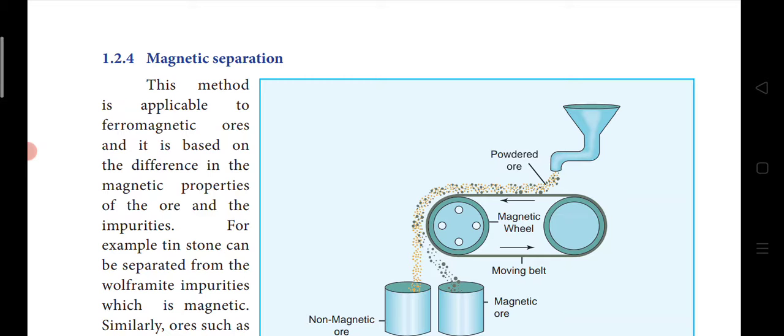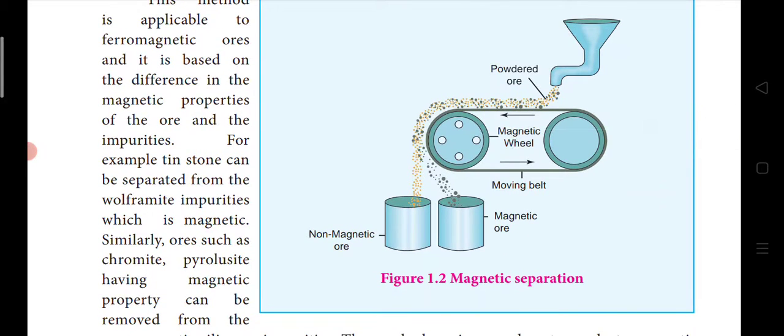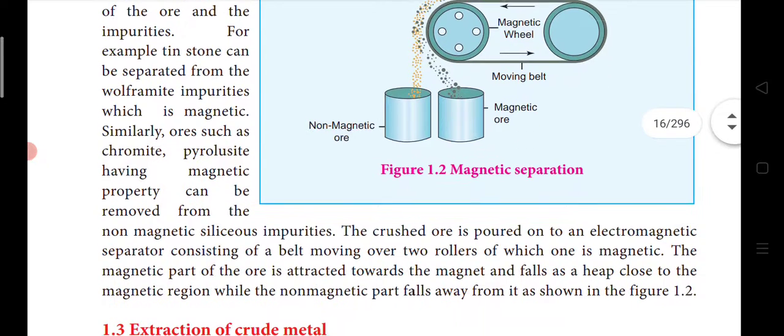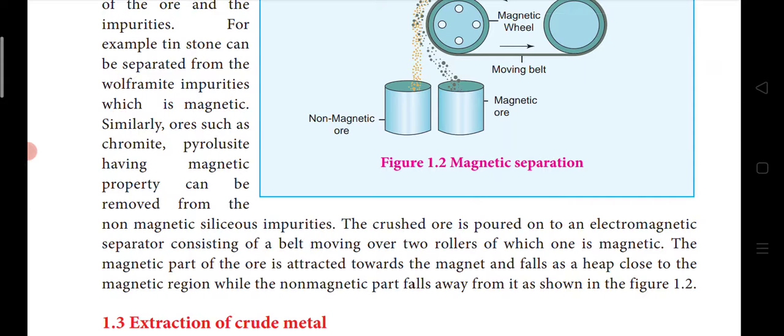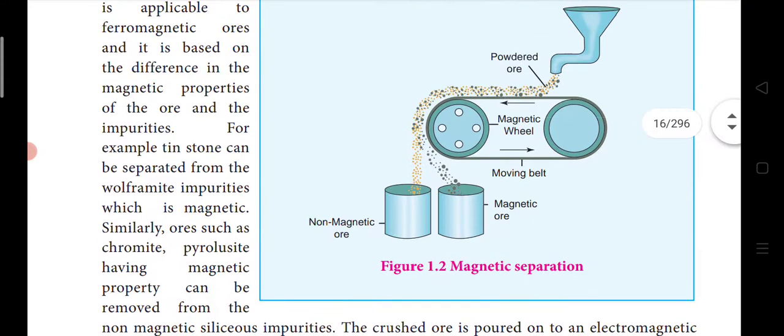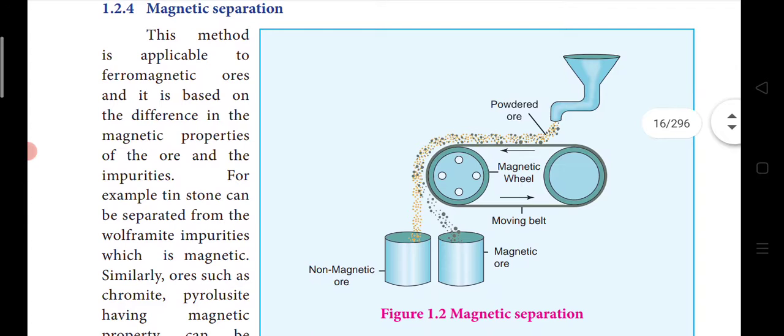For example, tin stone can be separated from the wolframite impurities, which is magnetic, and similarly ores such as chromite and pyrolusite having magnetic property can be removed from the non-magnetic siliceous impurities. Here you can see the diagram very well. The powdered ore is poured through this mouth so that all the magnetic ores will get stuck to this magnetic belt, and the non-magnetic compounds will be collected separately.